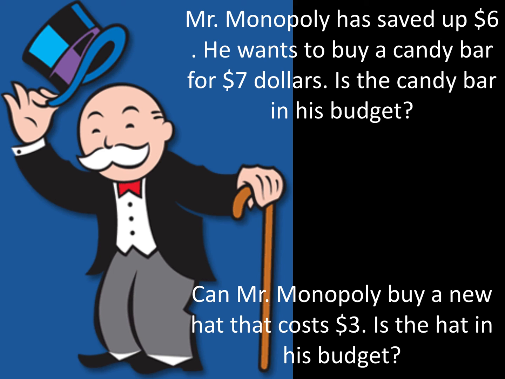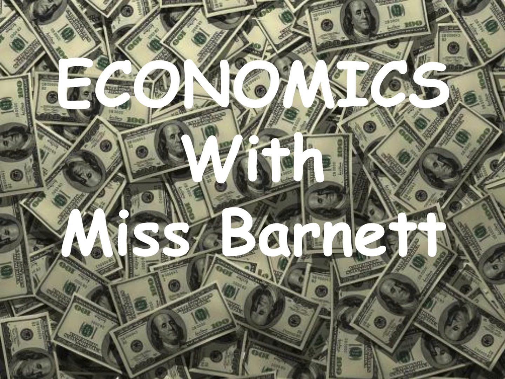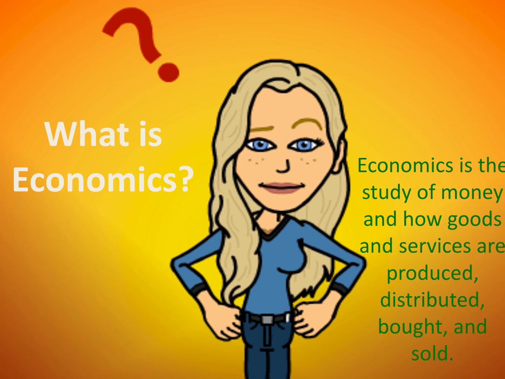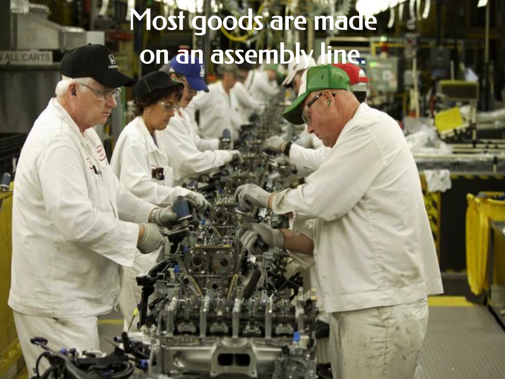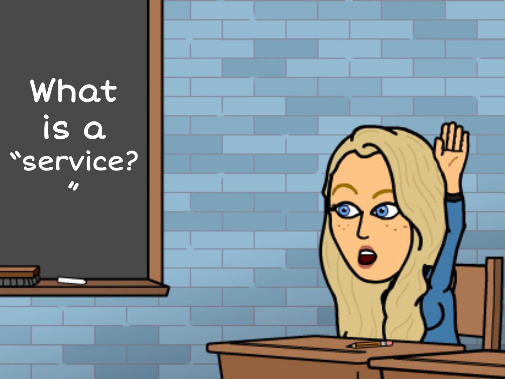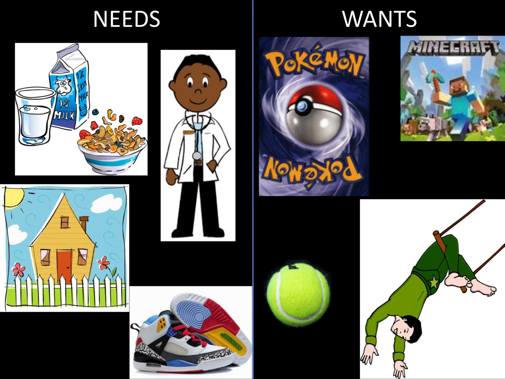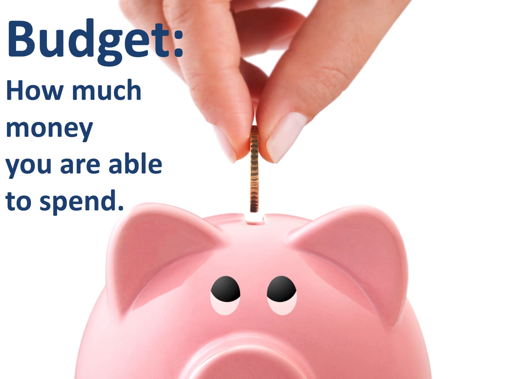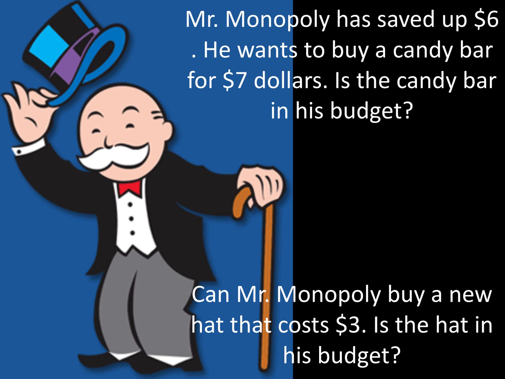So today that is our lesson on economics. To review, we went over what economics is. We went over what a good is. We went over that they're made on assembly lines. We went over what a service is. We went over needs and wants, a budget, and did some word problems.